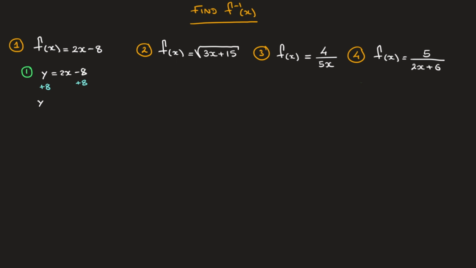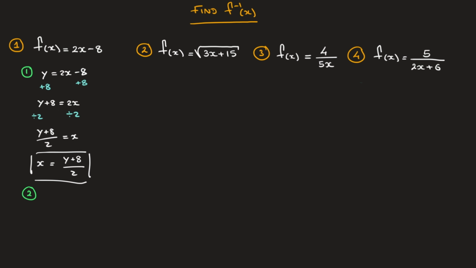That leads us to y plus 8 equals 2x. Next, I get rid of this 2 that's multiplying the x, and I do so by dividing both sides by 2. Which leads us to (y plus 8) over 2 equals x, or x equals (y plus 8) over 2. And that's the first step done. We've now made x the subject.